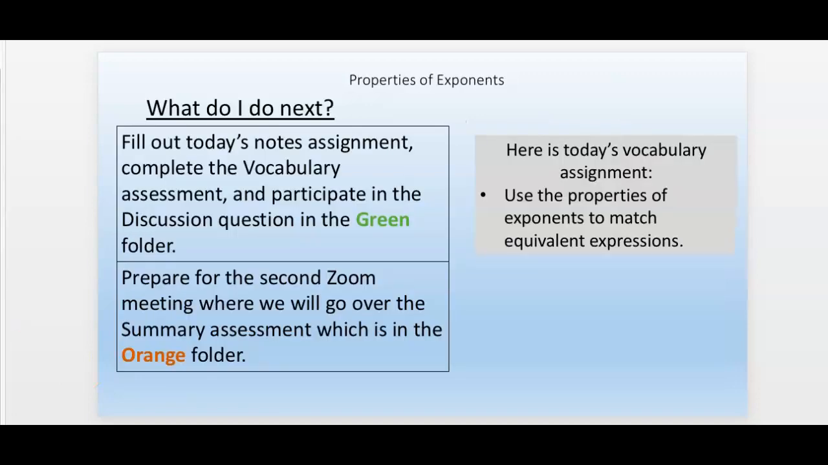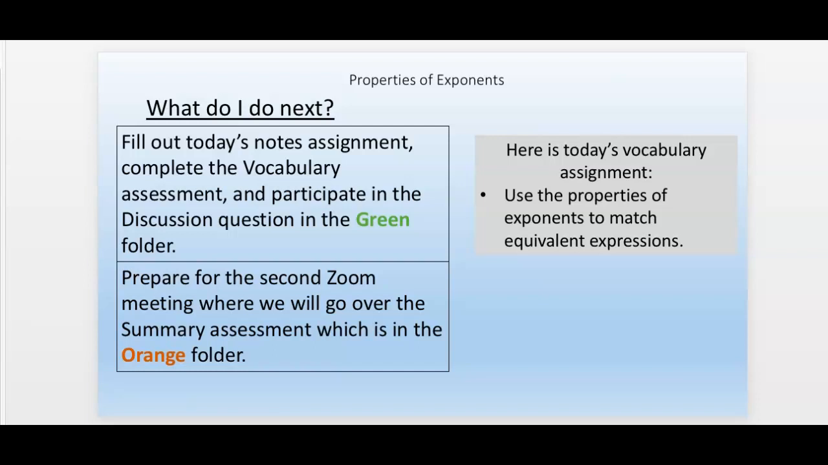Guys, so please go ahead, fill out today's notes assignment. It should be relatively easy for you. And complete the vocabulary assessment. And again, participate in the discussion question, which has to do with properly writing the form of your final answer. That's all in the green folder. Please complete the green folder before the next Zoom meeting.